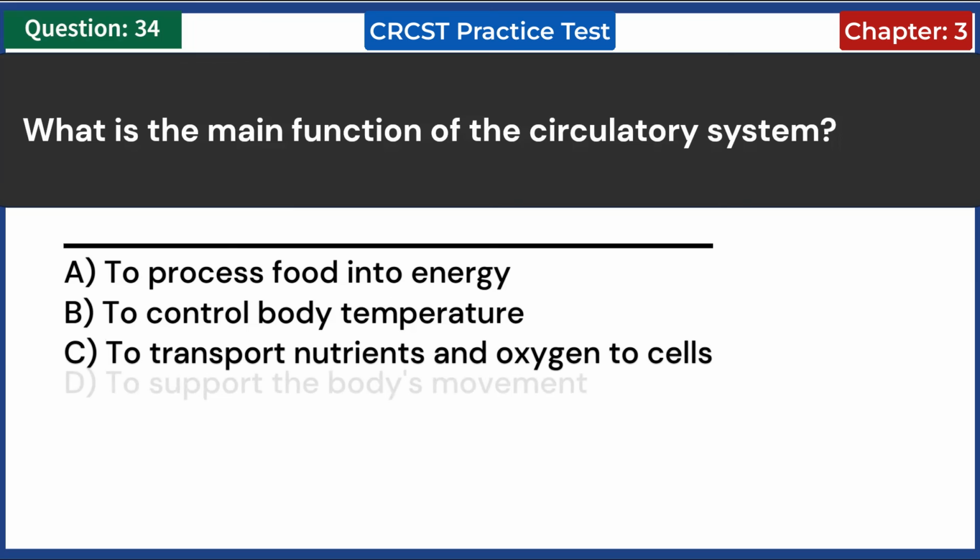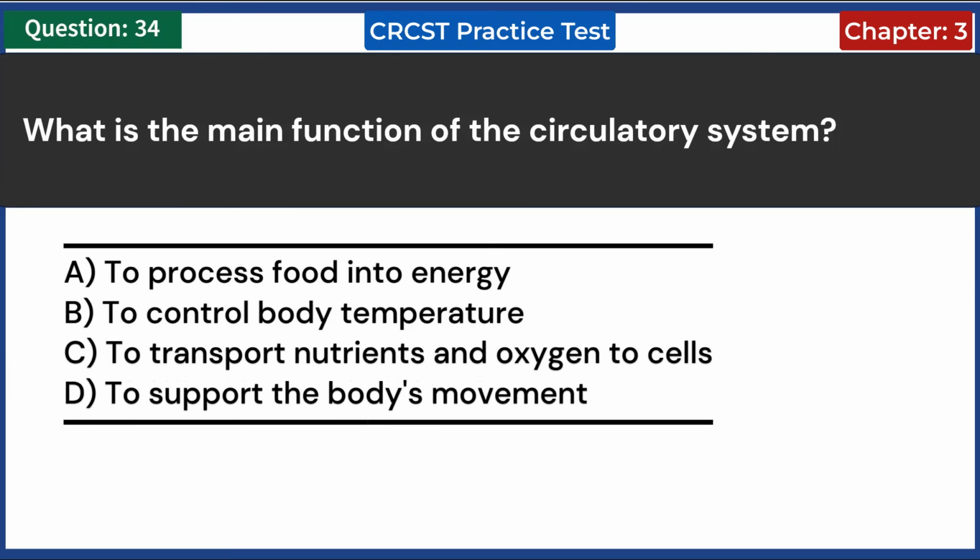What is the main function of the circulatory system? A. To process food into energy. B. To control body temperature. C. To transport nutrients and oxygen to cells. D. To support the body's movement. Answer: C. To transport nutrients and oxygen to cells.